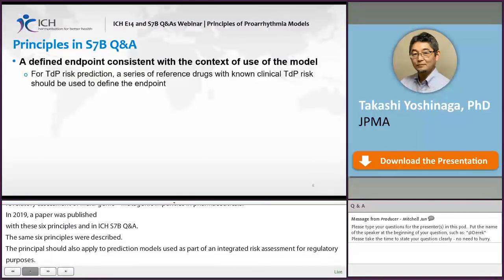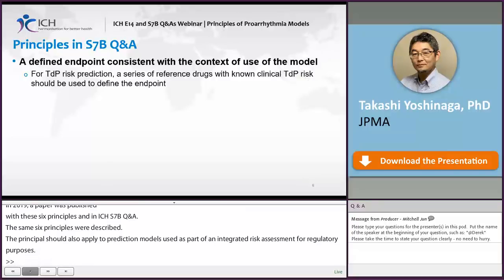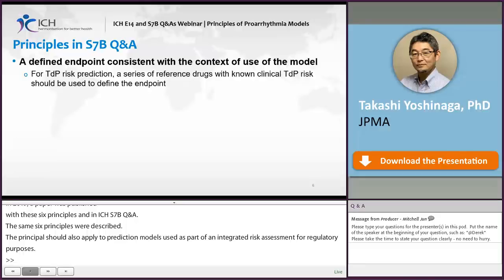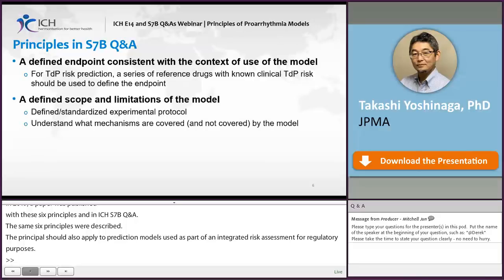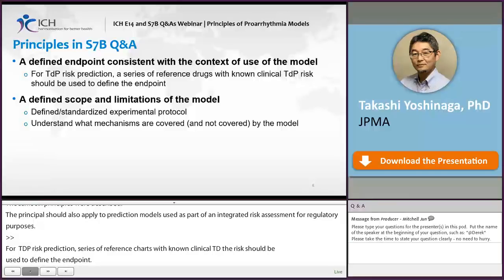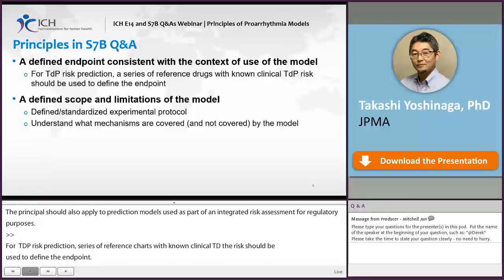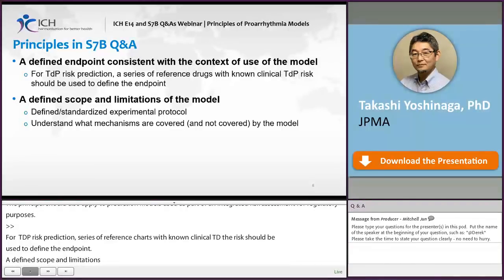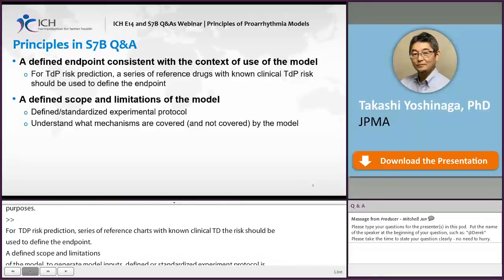A defined endpoint consistent with the context of use of the model. For TdP risk prediction, a series of reference drugs with non-clinical TdP risk should be used to define the endpoint. A defined scope and limitations of the model. To generate model input, defined, standardized experimental protocol is necessary. And understanding what mechanisms are covered and not covered by the model is needed.